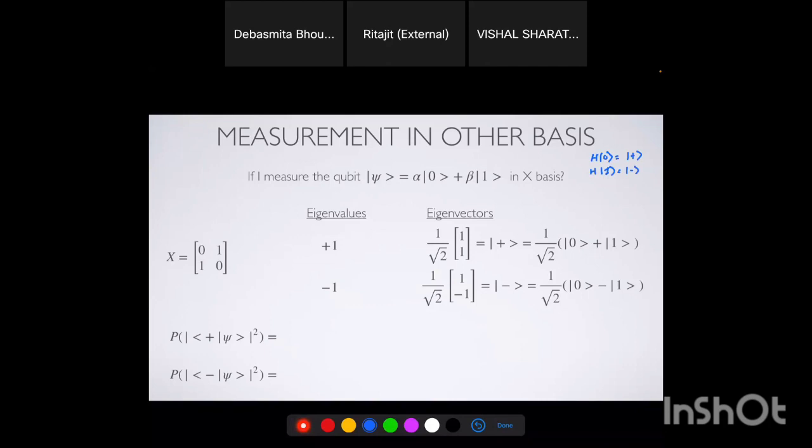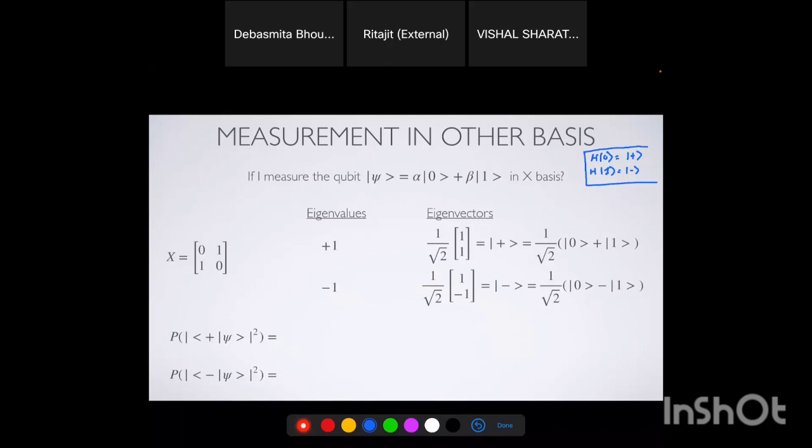Now, don't get confused here that how come h on 0 is giving plus and then you are saying x is giving plus. No, h is a gate that is operating on 0 and giving the state plus, whereas x is a measurement operator. When you measure the state, it will collapse to either the state plus or the state minus, because plus and minus are the eigenstates of this x operator. So here is a difference between measurement and evolution. What we showed before, this portion here is the evolution. What we are talking about here is the measurement.